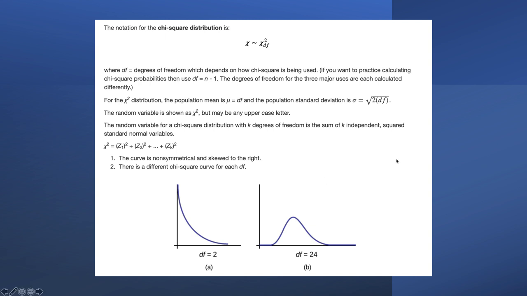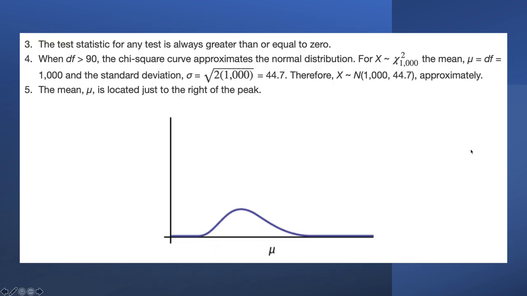All right. And the last thing we need to know for the chi-square is that the test statistic for any test is always greater than or equal to 0. Yeah, can't have negatives. And when the degree of freedom is greater than 90, the chi-square curve approximates the normal distribution. All right. So for this notation, the chi-squared of 1,000 degrees of freedom, the mean is 1,000, and the standard deviation is the square root of 2 times 1,000, which is 44.7.